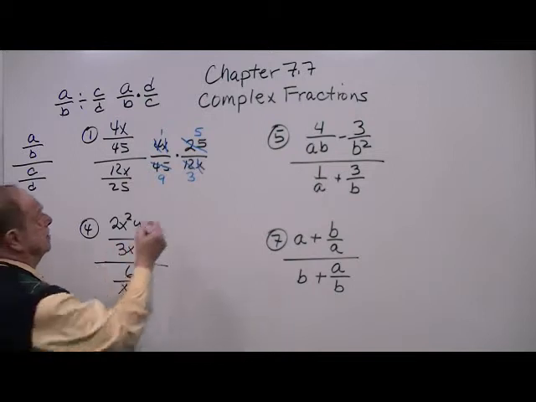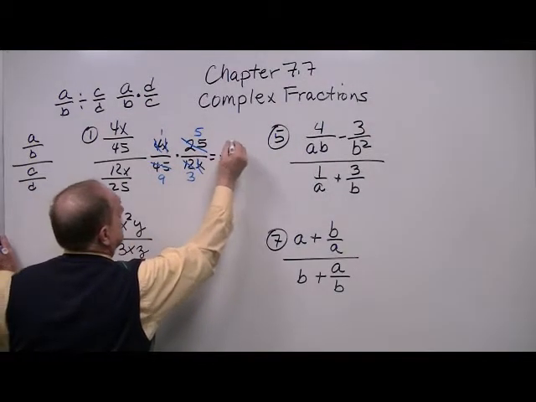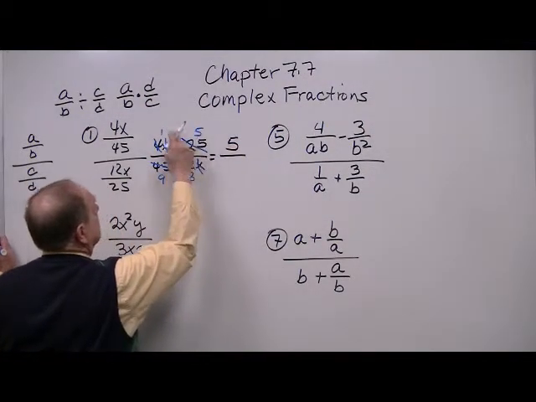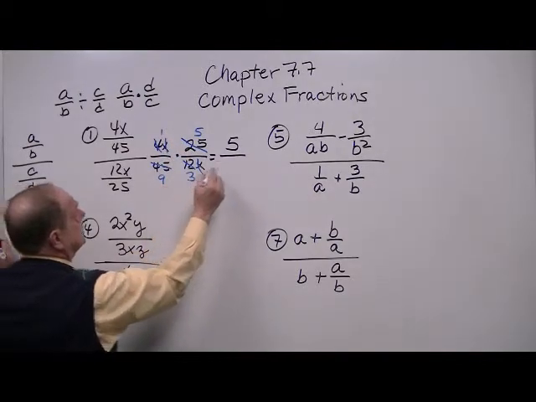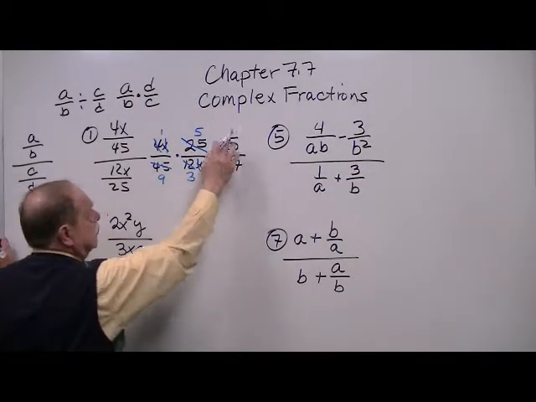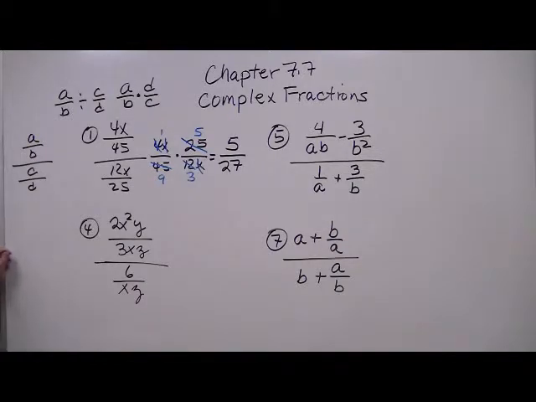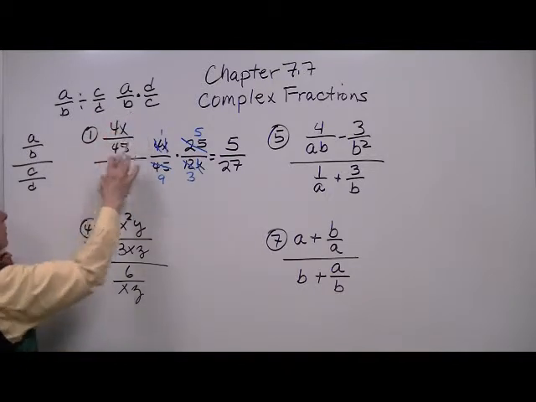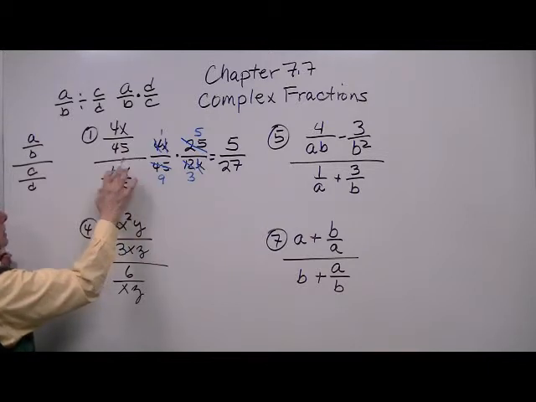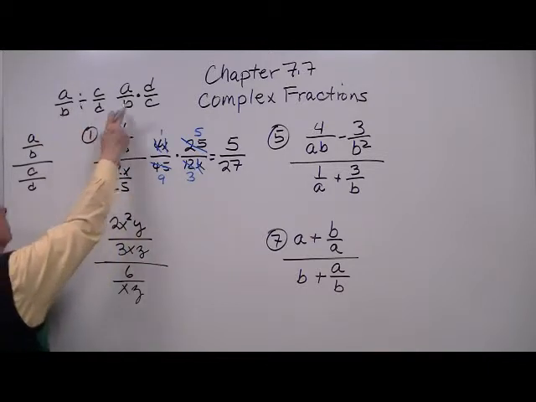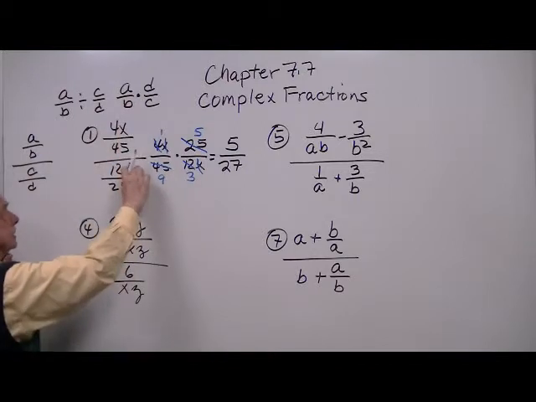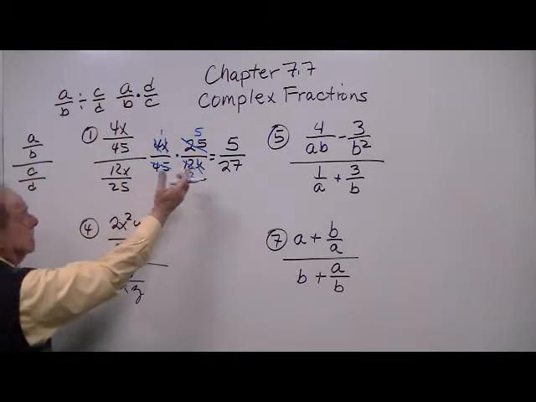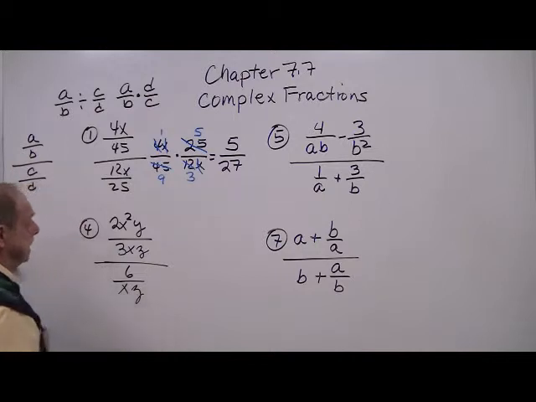So this will become, in our numerator, 5. And then 3 times 9, 27. And you can't reduce it anymore. So once again, when you have a complex fraction in this style, a fraction over a fraction, just change it from division to multiplication, take the second term, flip it, and cancel out wherever you can.